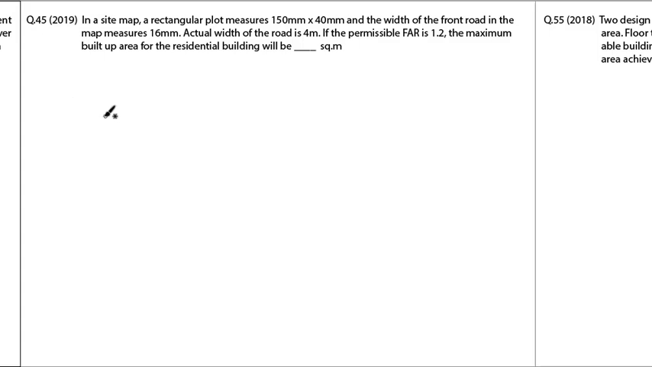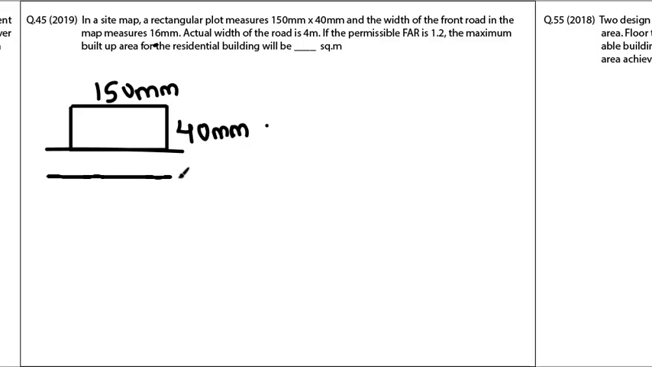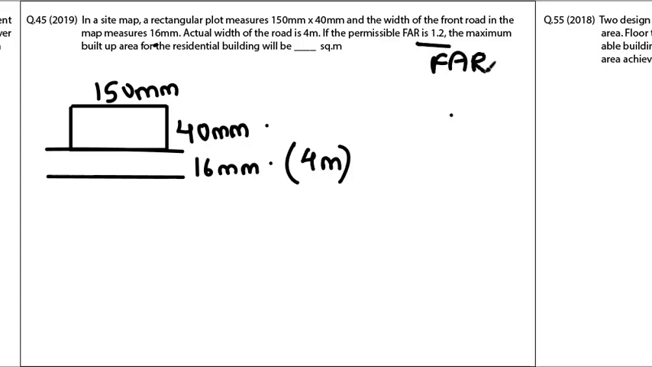See, so now here we have two conditions. In the map they have given 150 mm by 40 mm. So consider this as 150 mm and this one as 40 mm. We have a road in front of the site. That's 16 mm, but the actual road width is 4 meter in reality. On site it is 4 meter. And the permissible FAR is given as 1.2.